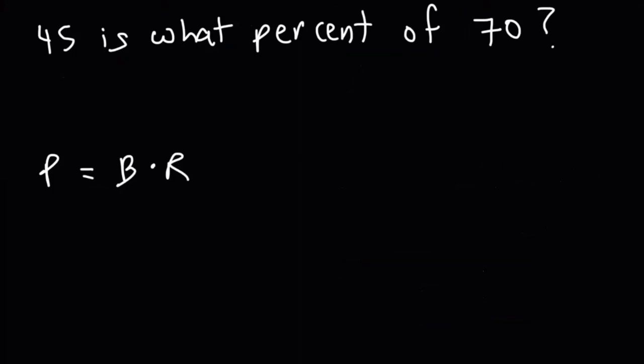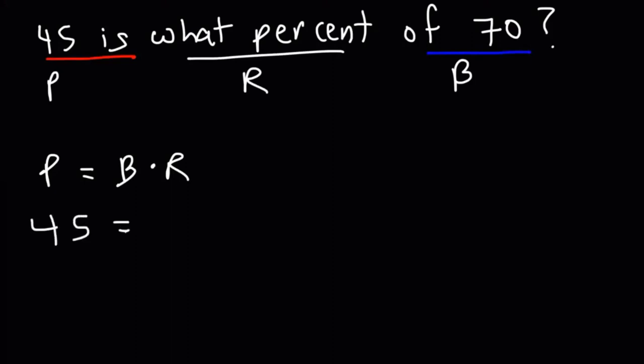So P is associated with the word is. 45 is, so 45 is going to be P. Of is associated with the base, so 70 is the base. The percentage in this formula is associated with R, the rate. So in this example, we want to calculate the value of R. So P is 45, B is 70, and now we need to get R by itself. To do that, let's divide both sides by 70.